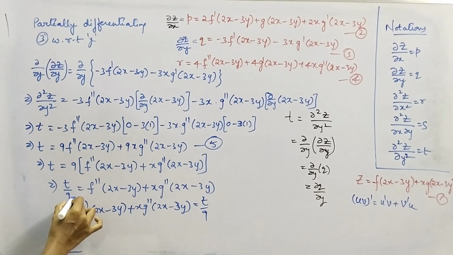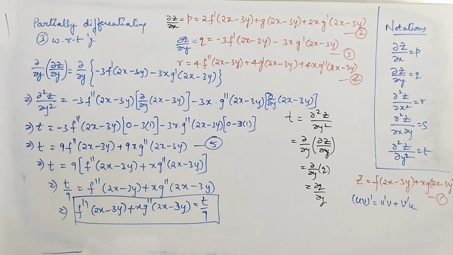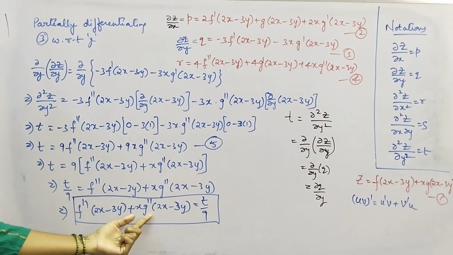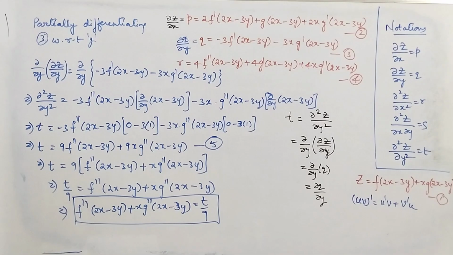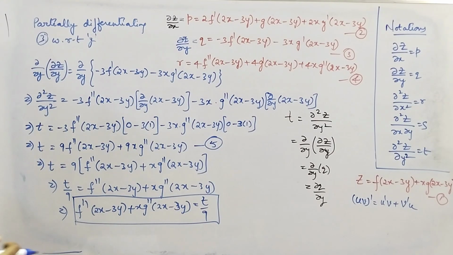Or we can replace f''(2x-3y) + x g''(2x-3y) using t/9. Okay, we'll use this also. This is the equation, and the f'' plus x g'' value is t/9, which we got from equation 5. Okay, right, now we got an equation involving t.